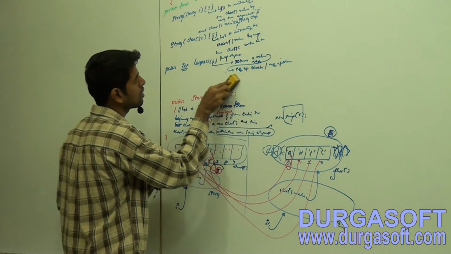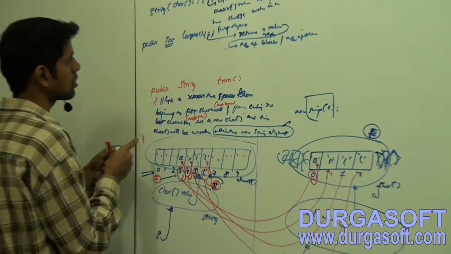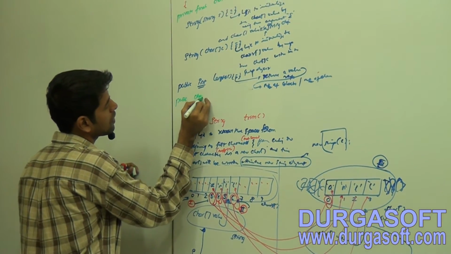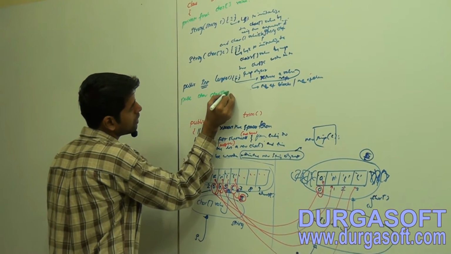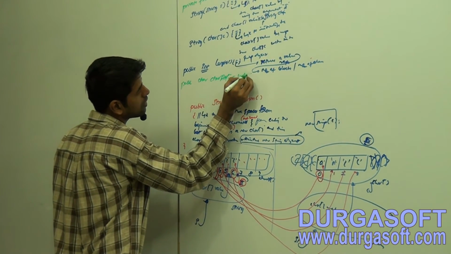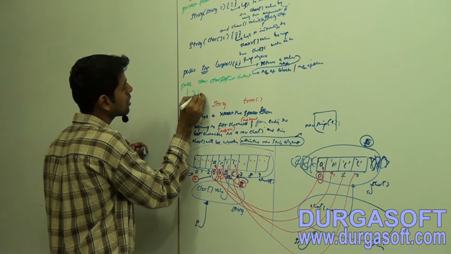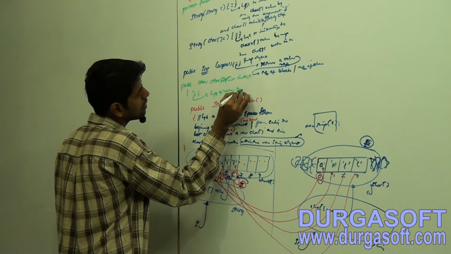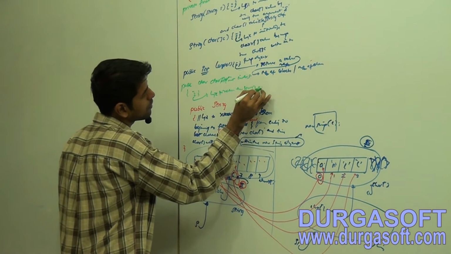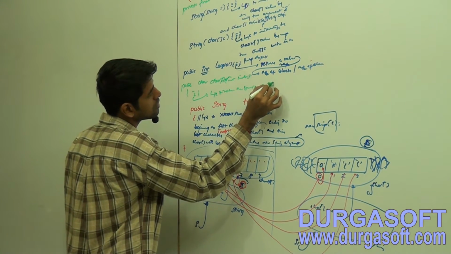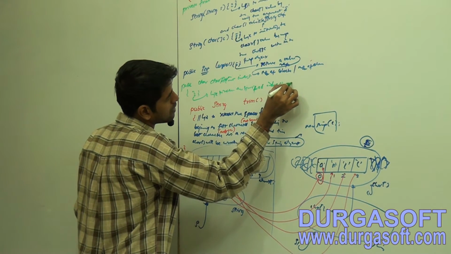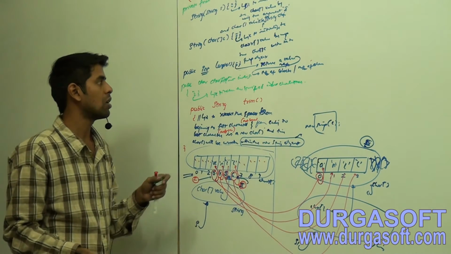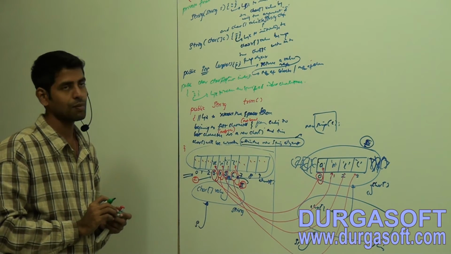Let me write that with a different sketch, so that you can feel comfortable. Public char charAt method, int index. What is the logic? Logic to return the specified index character.